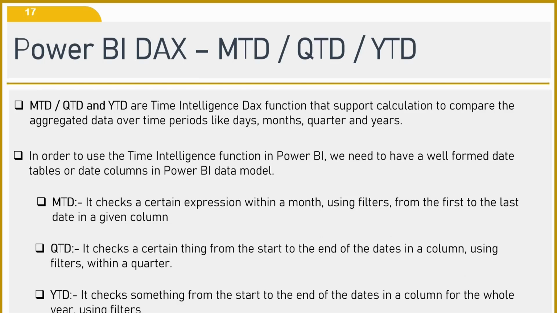Similarly, year till date also goes from the start date to the end date in the column for the whole year using filters. Okay. So let's go to the Power BI desktop and see how we can use these functions to calculate the values.